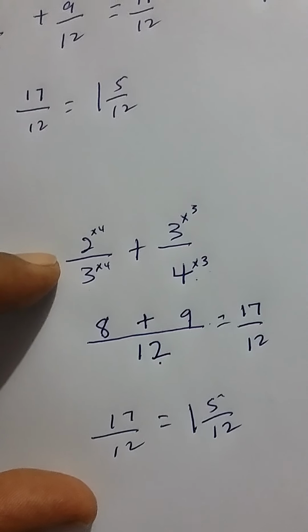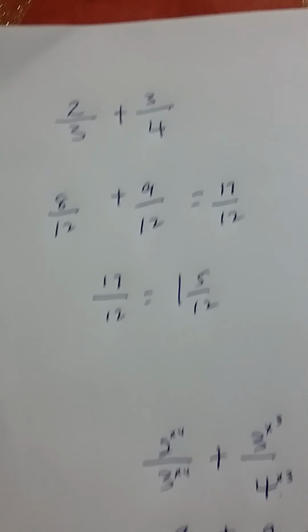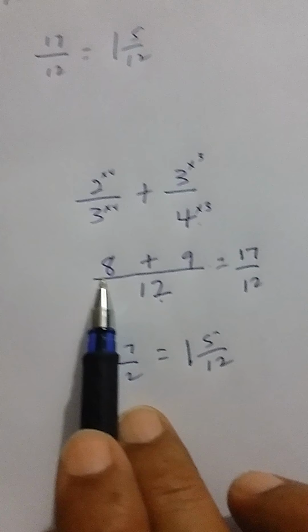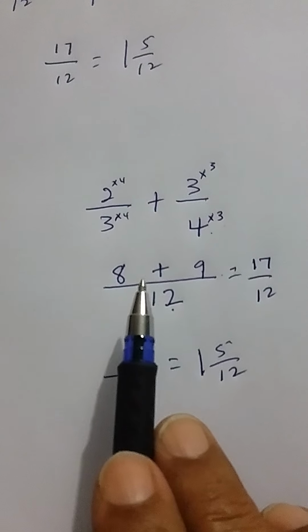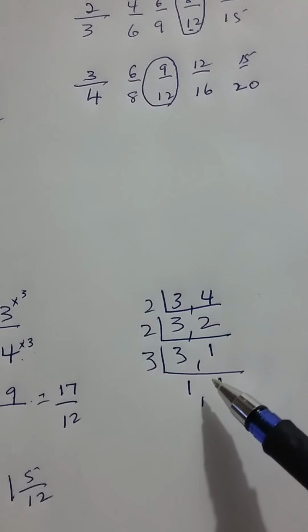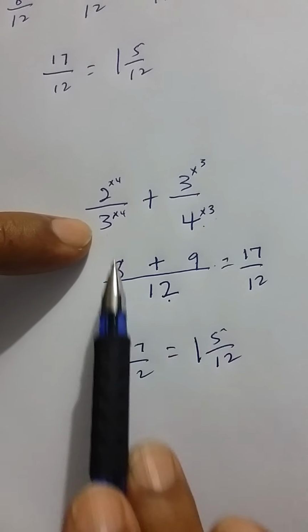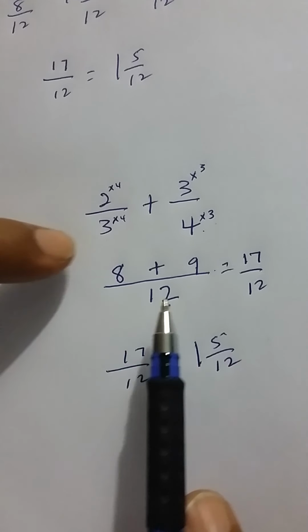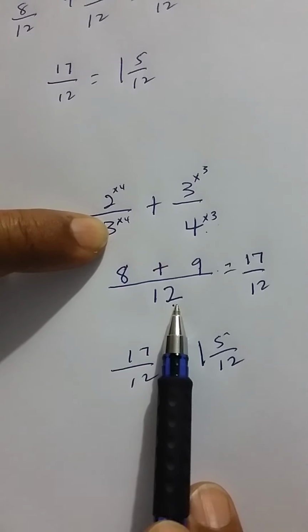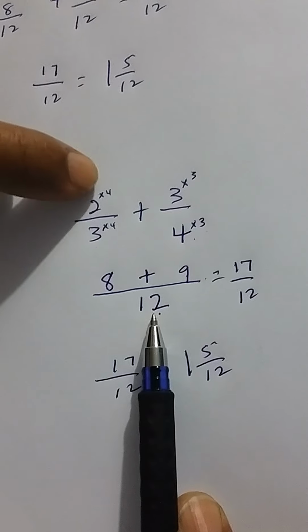Now if we look at this method and the earlier method, we realize it's the same thing, but we were able to do it using less working. Instead of having to list all the equivalent fractions, we just simply find the lowest common multiple of the denominators, and then you convert them. What you are really doing in this process is converting to an equivalent fraction. You're saying 3 times something gives me 12. 3 fours are 12. So now I must take my numerator and multiply it by the same number.